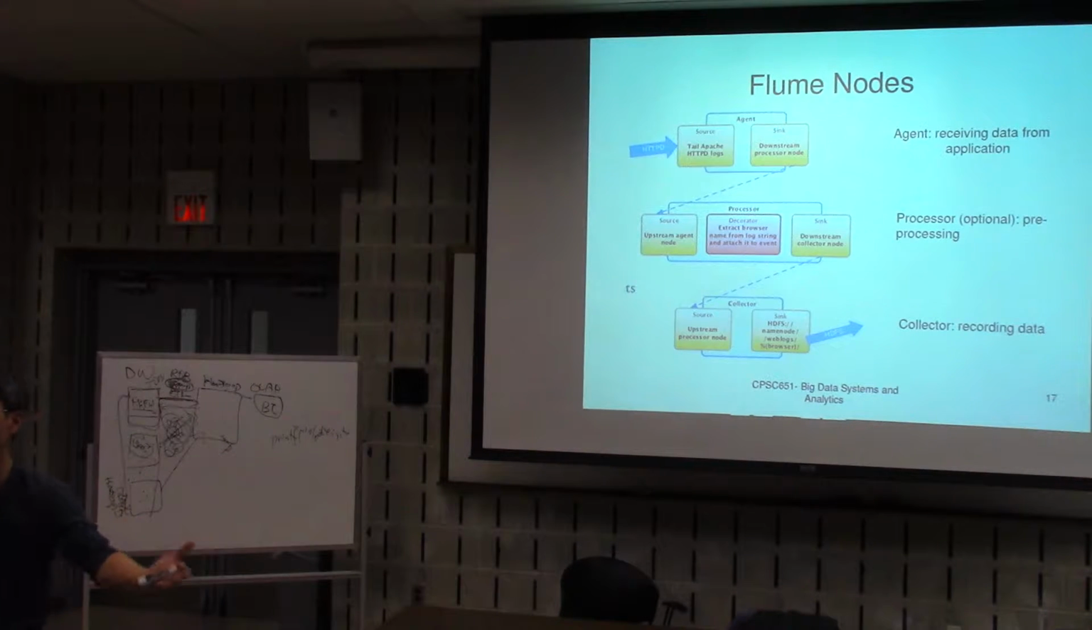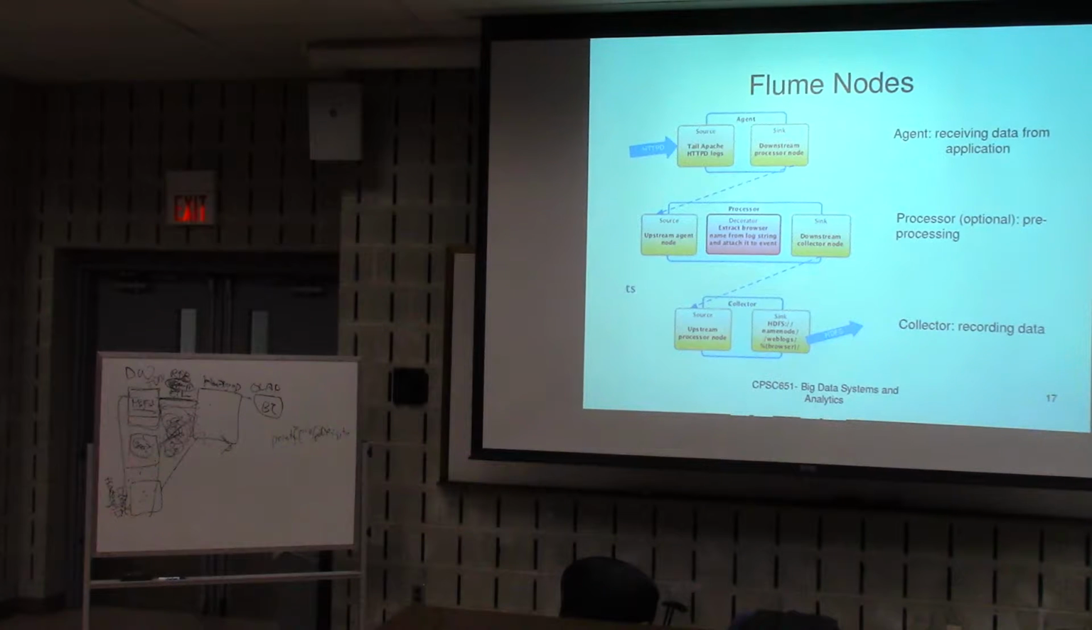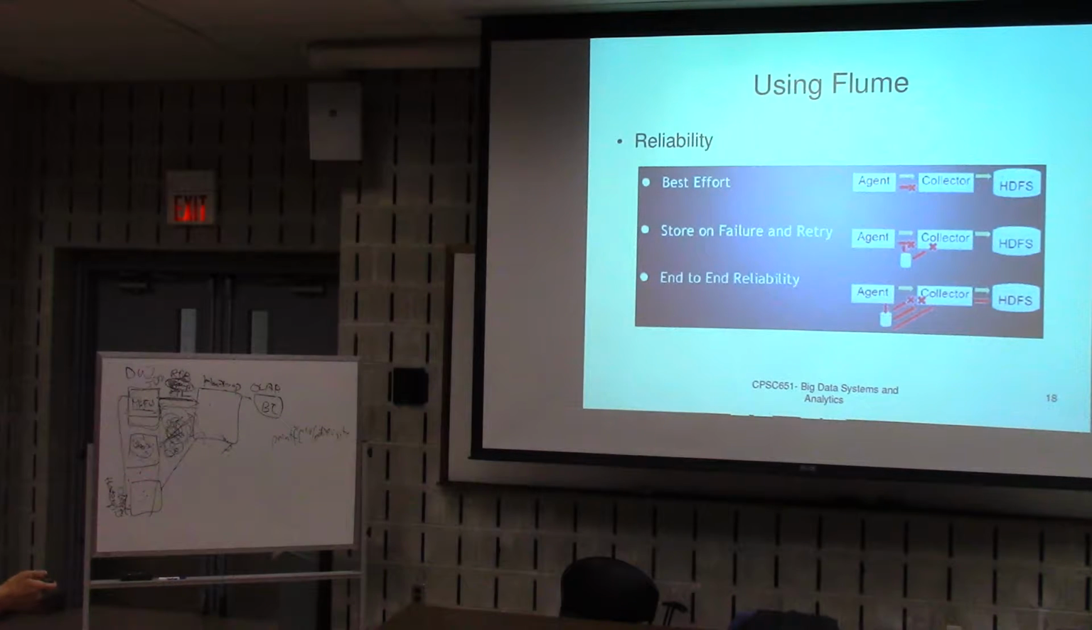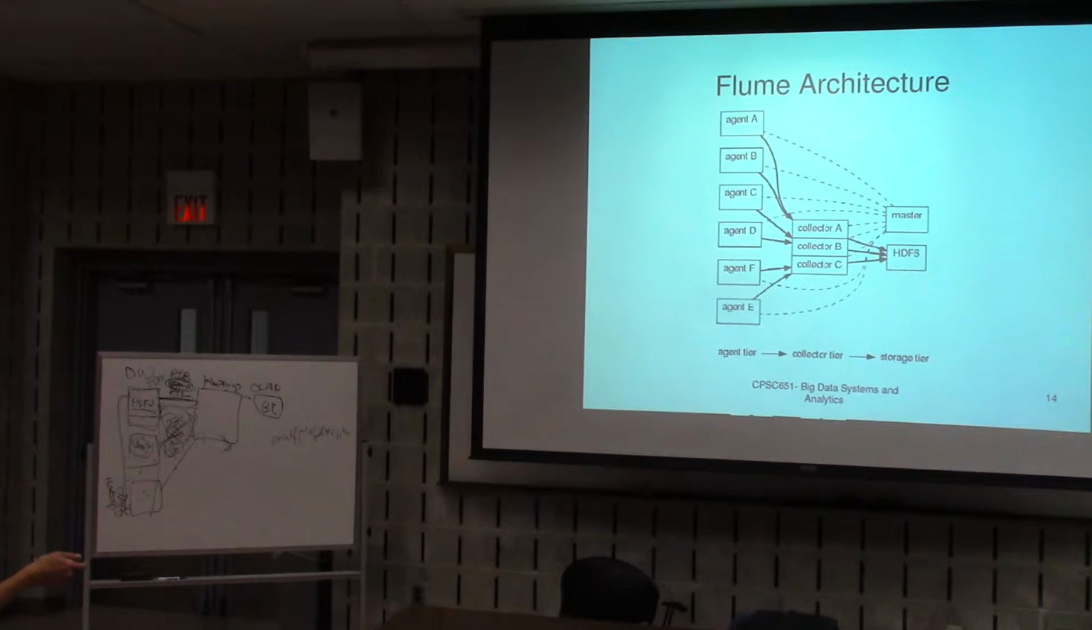Source means it's receiving the data, and sink means sending the data. The connection from a sink to a source is called a channel. So through the channel we can create the data flow. So you need to design how many agents are needed, how many collectors, and whether we need a processor. Then you can design the flow, for example, like this kind of Flume design.